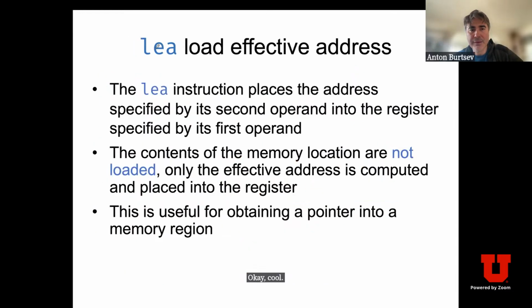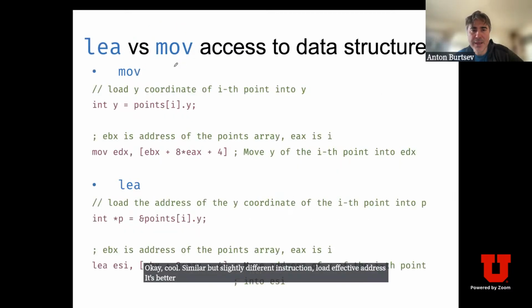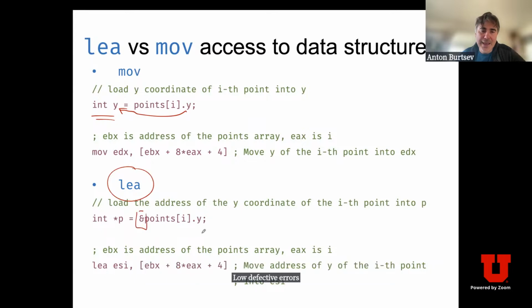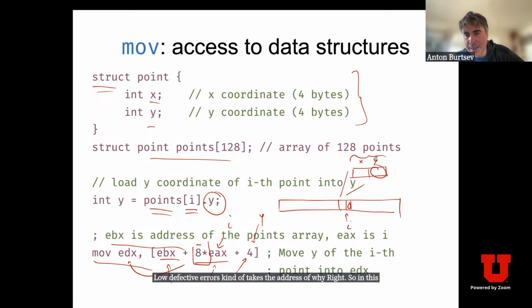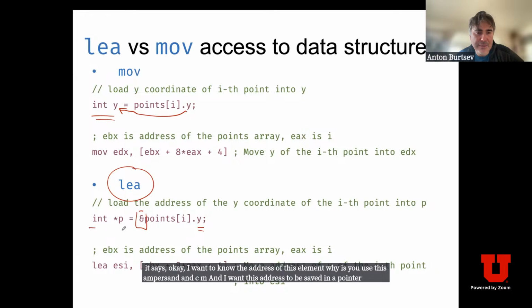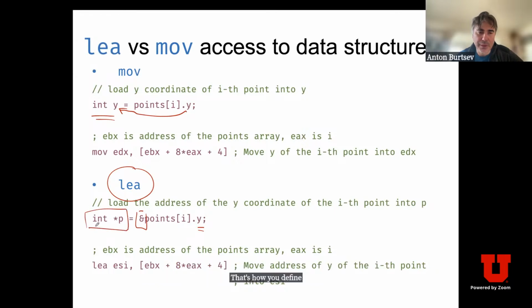A similar but slightly different instruction: load effective address. It's better to understand through an example. If move really loads the value into the local variable Y here, load effective address takes the address of Y, right? So in this diagram, it says, okay, I want to know the address of this element Y. So you use this ampersand in C, and I want this address to be saved in a pointer, which is P here, right? That's how you declare a pointer in C. Then you use this load effective address instruction.